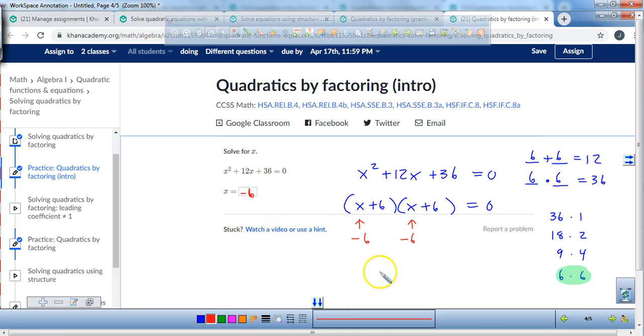All right, so just a quick review. All you have to do is find two numbers that add up together to equal the middle coefficient and the two numbers that multiply together to equal the constant at the end. And then write out your factors and find the number that you'd have to plug in for x to make your expression equal to 0. And that's all you have to do.